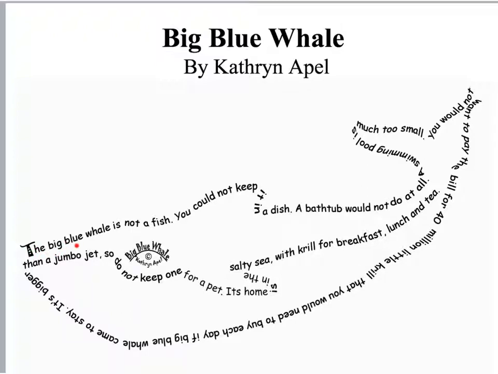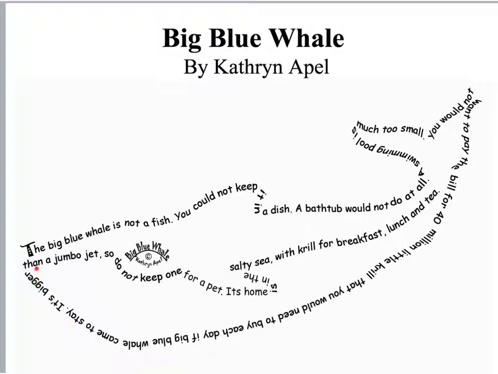The big blue whale is not a fish. You could not keep it in a dish. A bathtub would not do at all. A swimming pool is much too small. You would not want to pay the bill for 40 million little krill that you would need to buy each day if Big Blue Whale came to stay.